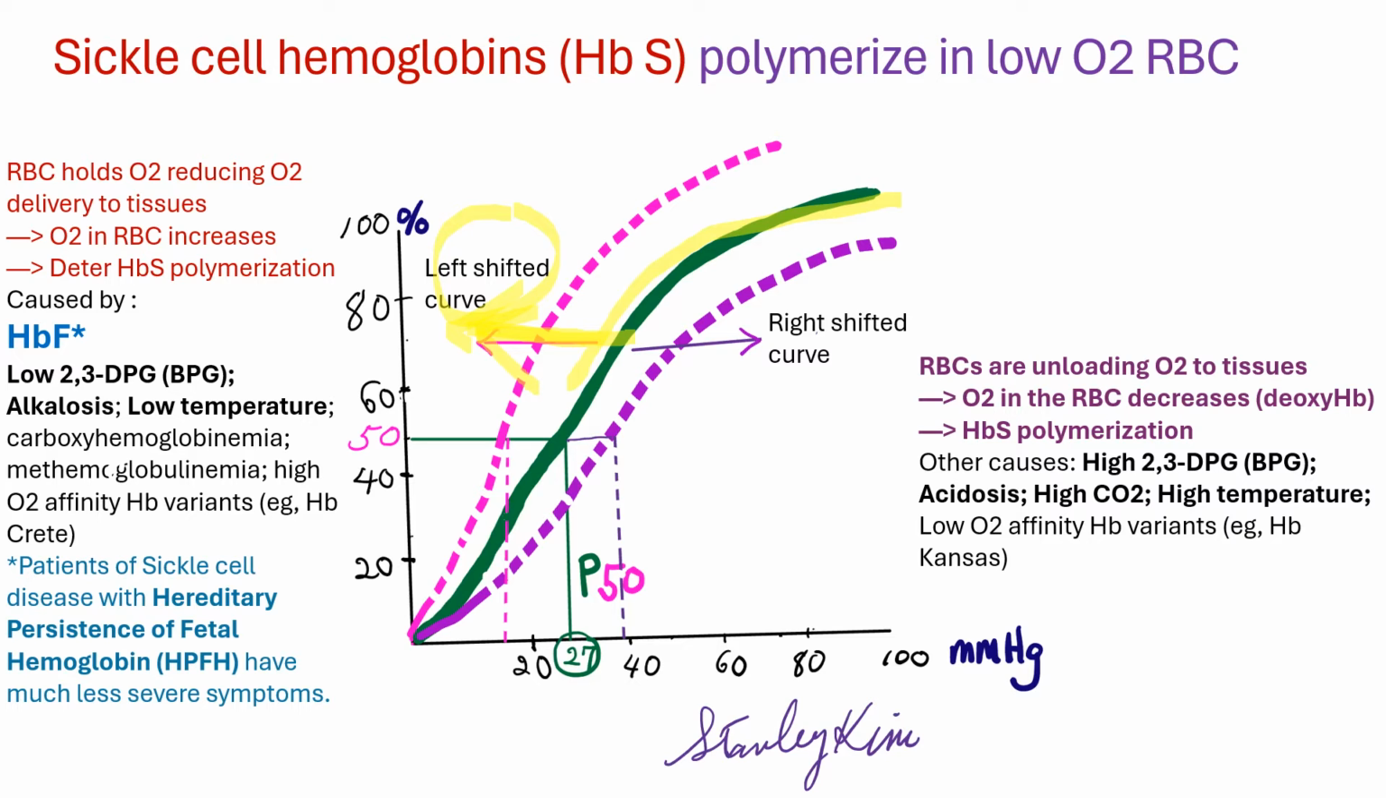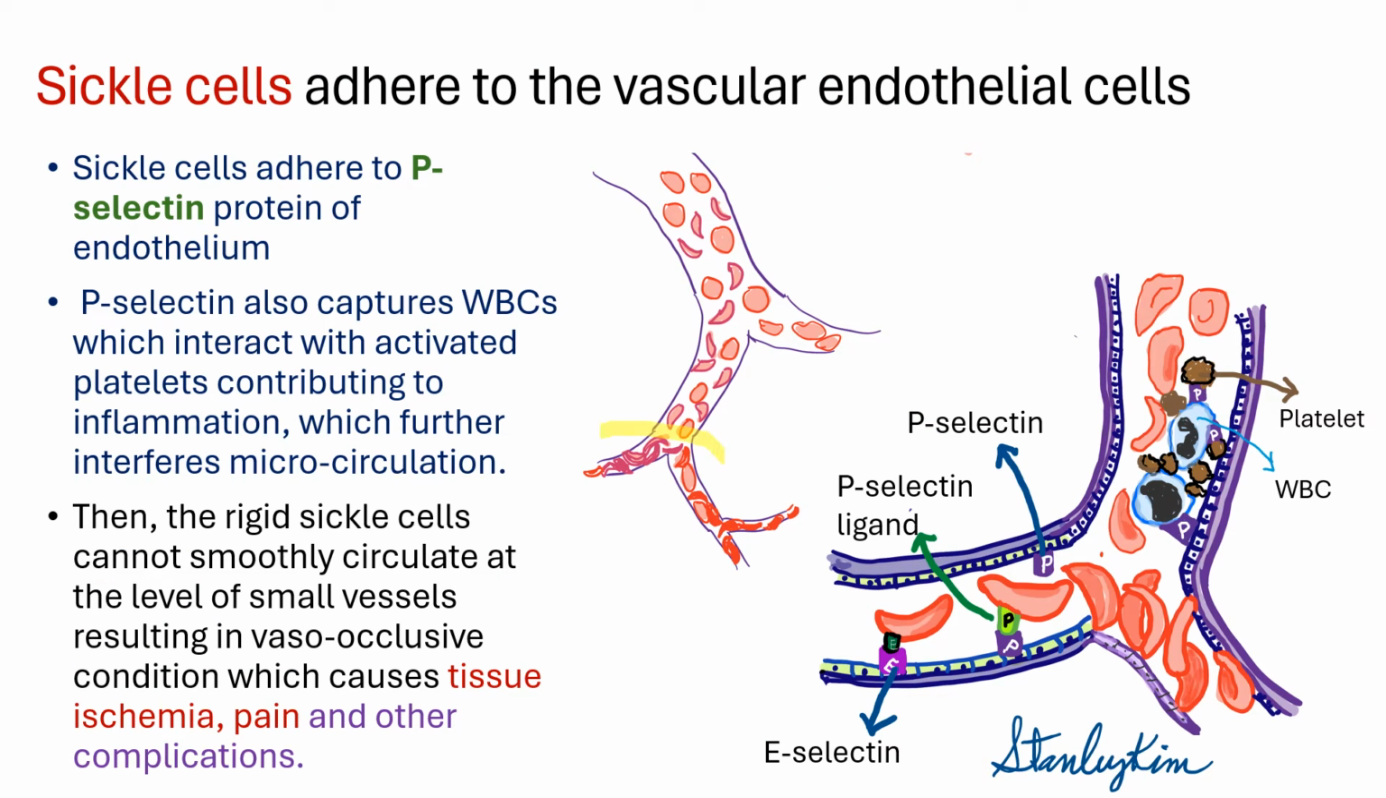Yes, the presence of hemoglobin F shifts the curve to the left. So patients with sickle cell disease with hereditary persistence of fetal hemoglobin have much less severe symptoms. Please remember, this principle is used in gene therapy, which I will explain later. As you see, the sickles are dense and rigid, not deformable. So they can clog up the small venules or capillaries, causing tissue ischemia because they cannot circulate well.